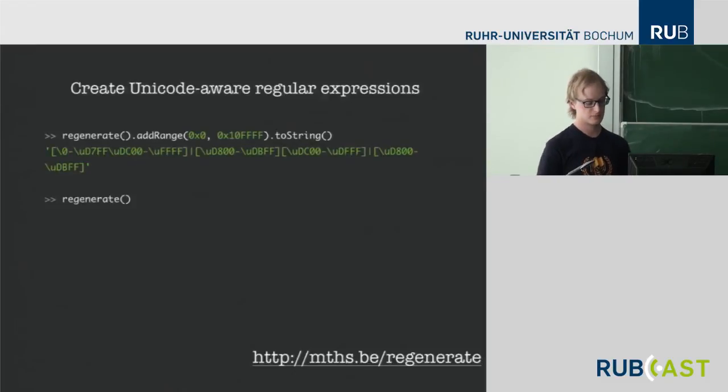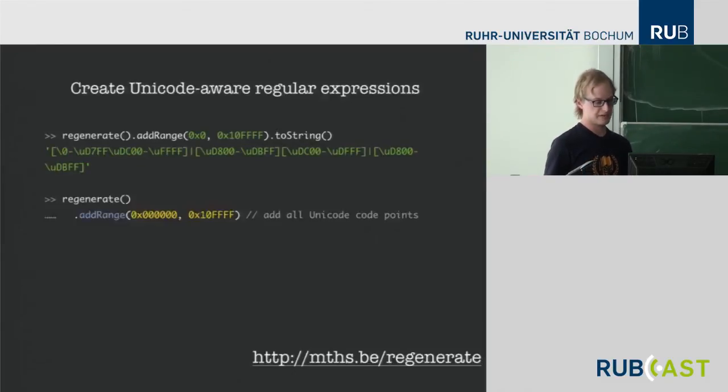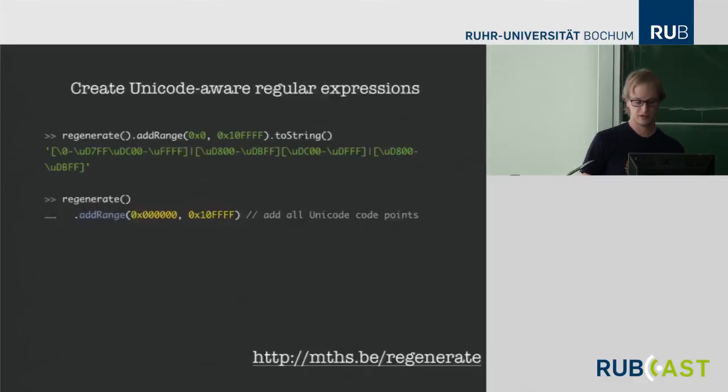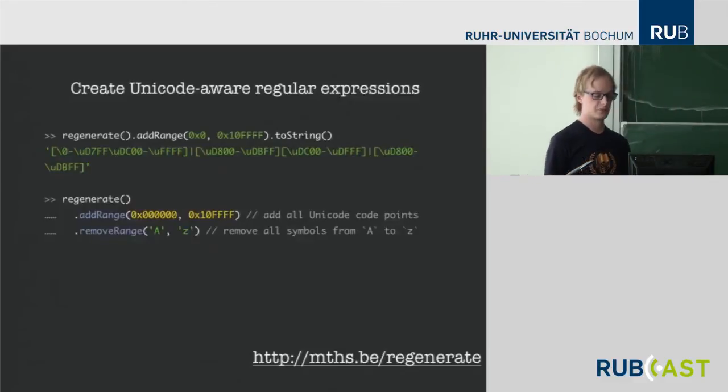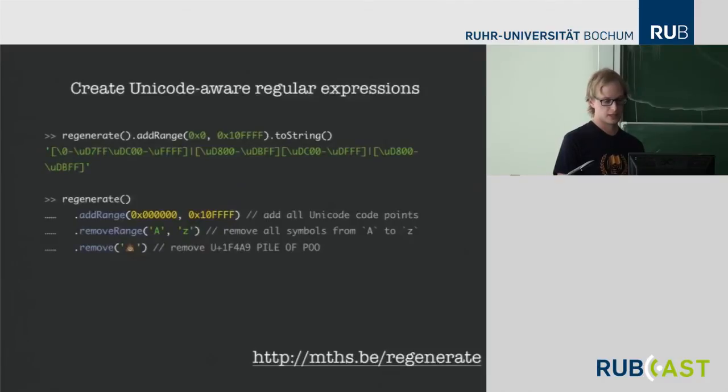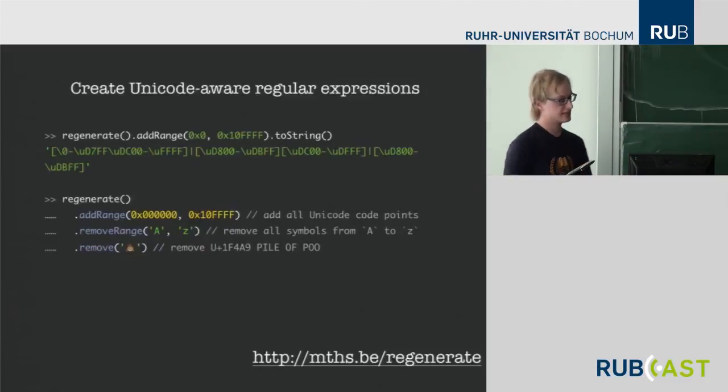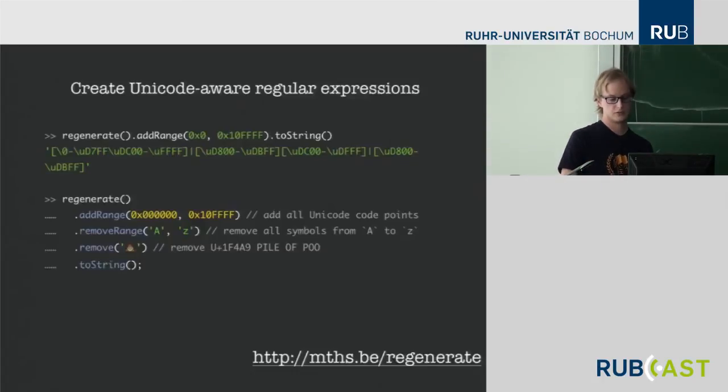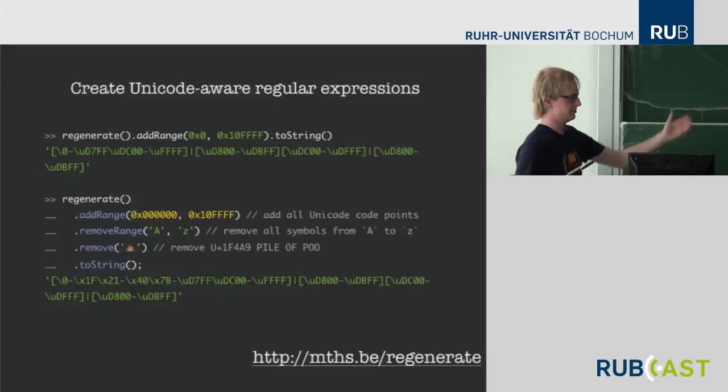Another example that's maybe a bit more advanced: create a new instance, add all the existing Unicode code points to the set, then we remove a range of symbols based on their string values, in this case all symbols from A to Z. Then we remove a single character, in this case the pile of poo, from the set, and then finally return that into a regular expression. Any ideas what this will look like? Yeah, me neither. Well, apparently it's this.